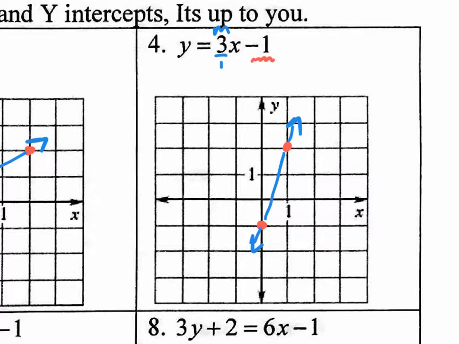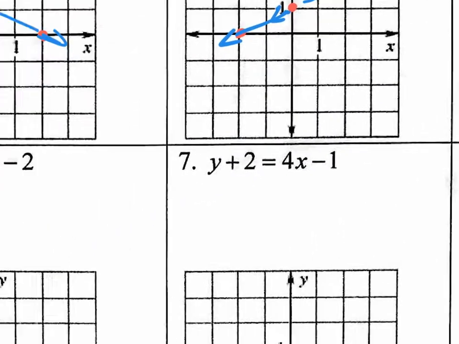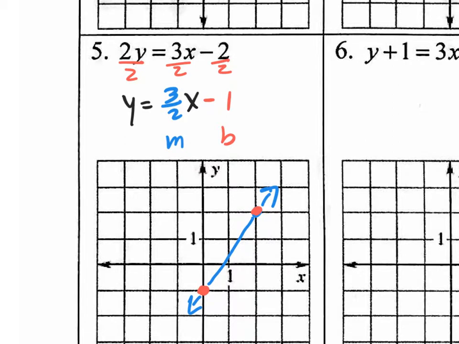Why have these been super easy? Because it's in slope-intercept form. Okay. Number 5 is not in slope-intercept form. And on the previous video, I explained that you get it in slope-intercept form. That's step 1. Rewrite it in slope-intercept form, divide everything by 2, and then you could graph it.